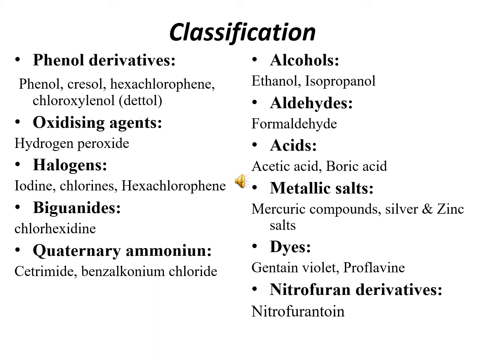Biguanides, these are organic compounds which also act as antiseptics and disinfectants, and one of the important compounds from this class is chlorhexidine. Metallic salts mainly contain mercuric compounds, silver and zinc salts. Quaternary ammonium compounds also act as antiseptics and disinfectants, and examples are Cetrimide and Benzalkonium chloride. Some dyes, which include gentian violet and Proflavine. Then nitrofuran derivatives, the most important compound is nitrofurantoin. From this broad classification, in the next slides we will discuss in detail those compounds which are mentioned in your syllabus.